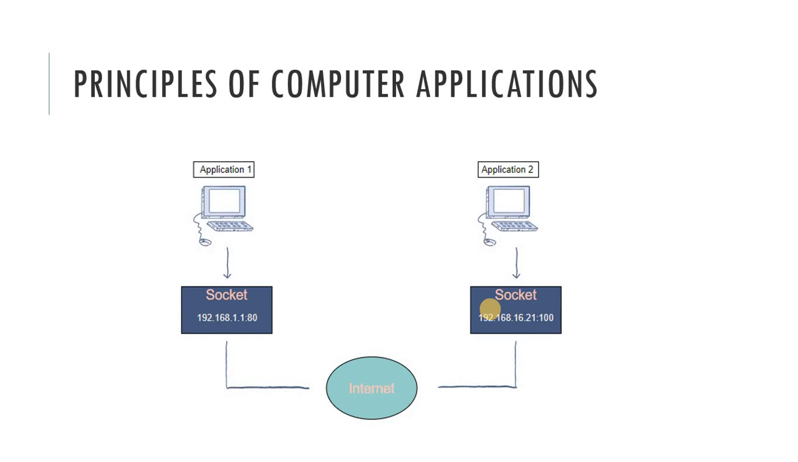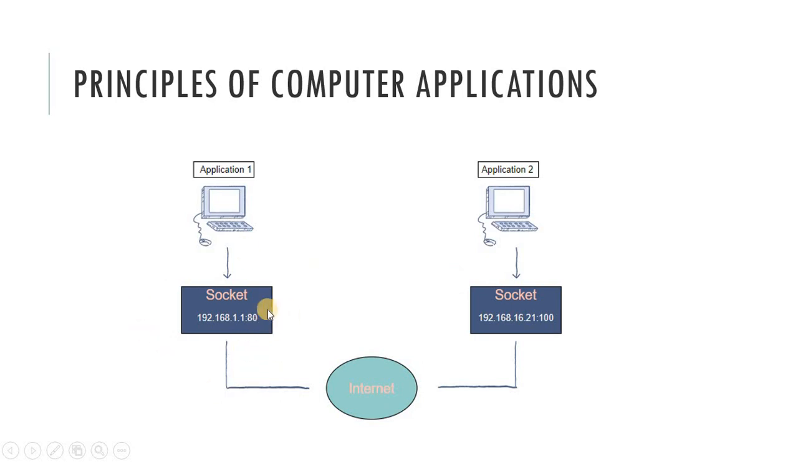The figure shows two different applications communicating with one another through sockets. In this diagram, application 1 sends data to IP 192.168.16.21 of application 2, and the port number is 100. Application 2 sends data to application 1 over IP 192.168.1.1 on port 80. Based on the figure, each application has its socket, and each socket has its IP address, or logical address.